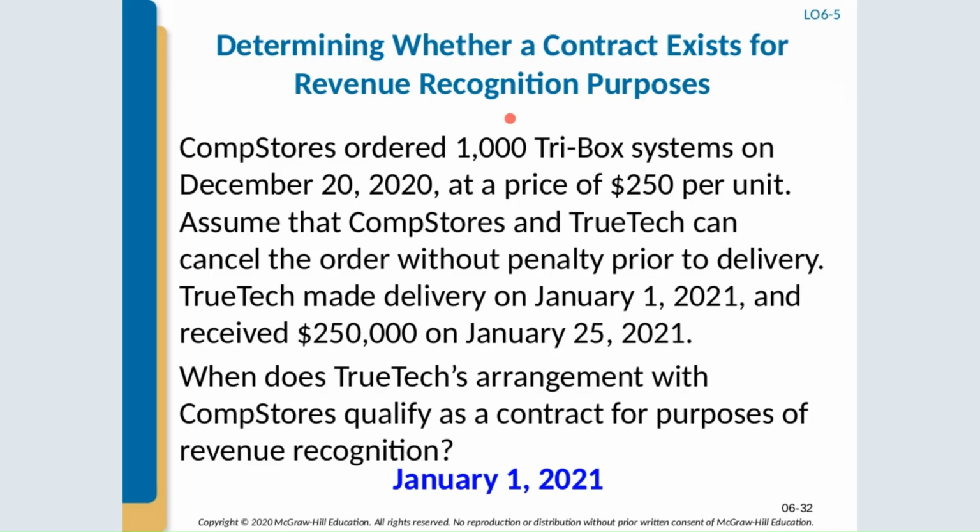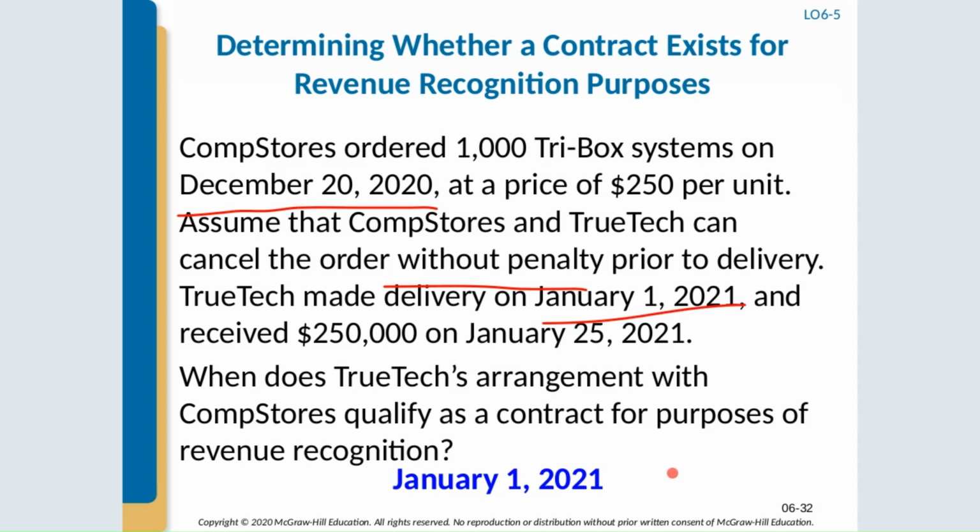So here we have to see whether a contract exists or not. We have Comp Stores ordering 1,000 TriBox systems in December 2020 at a price of $250 per unit. Assume that Comp Stores and TrueTech can cancel the order without penalty prior to delivery. TrueTech made delivery on January 1st, 2021.